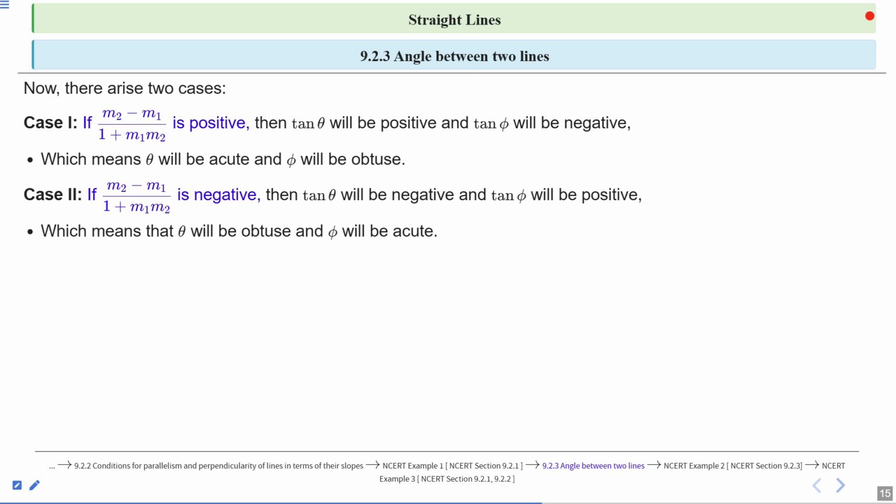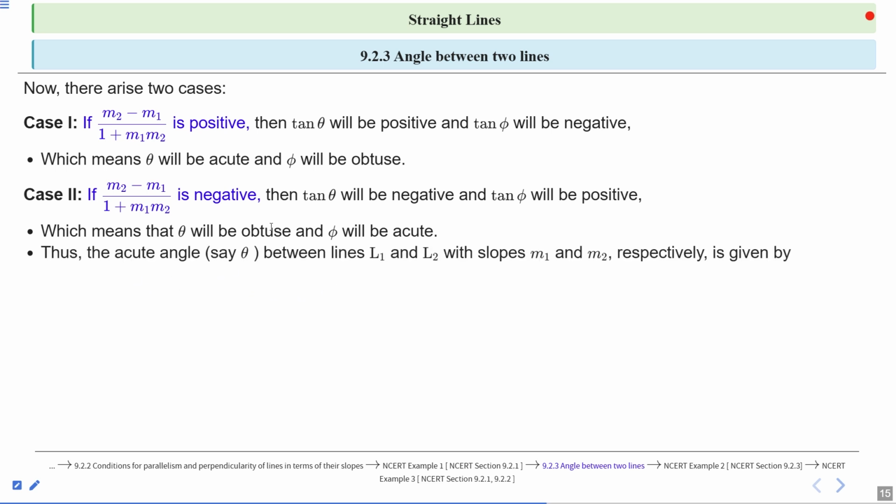That means theta is less than 180 degree and greater than 90 degree. Theta will be obtuse, and phi will be greater than 0 and less than 90 degree. So if (m2 minus m1) divided by (1 plus m1 into m2) is negative, then tan theta will be negative and tan phi will be positive, which means theta will be an obtuse angle and phi will be an acute angle.